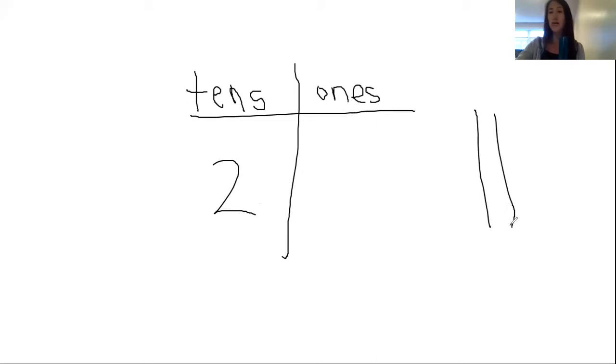In the number 23, there are 3 ones in the ones place with a value of 3. 1, 2, 3. Together, we just made the number 23. 2 groups of 10 and 3 ones. Together, they make the number 23. Let's do 2 more.